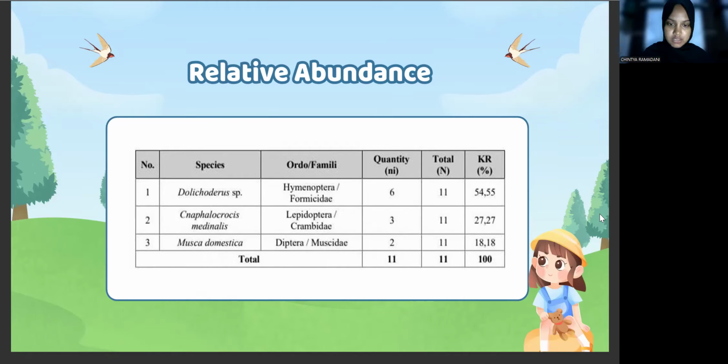Cnaphalocrocis medinalis was found in 3 individuals with a relative abundance of 27.27%. Meanwhile, Musca domestica was found in 2 individuals with a relative abundance of 18.18%. Based on the result, Dolichoderus sp. was the most abundant species, while Musca domestica was the least abundant species observed during the study.